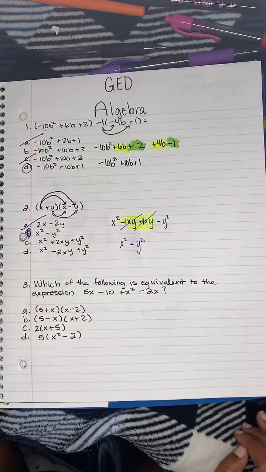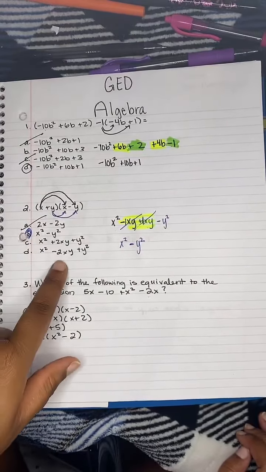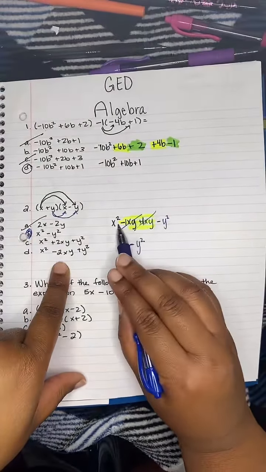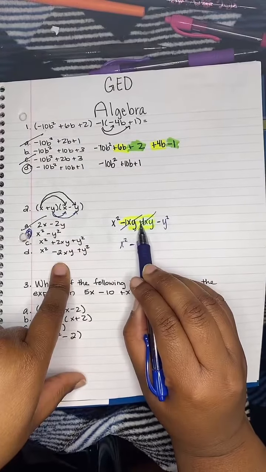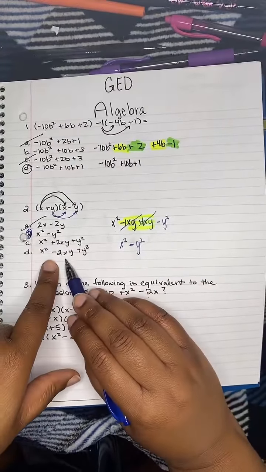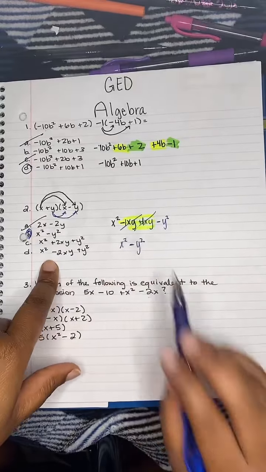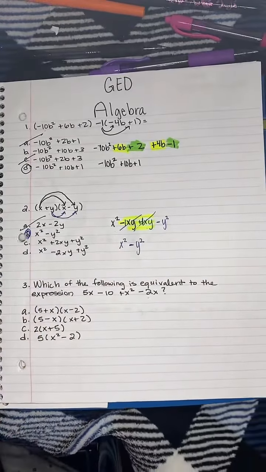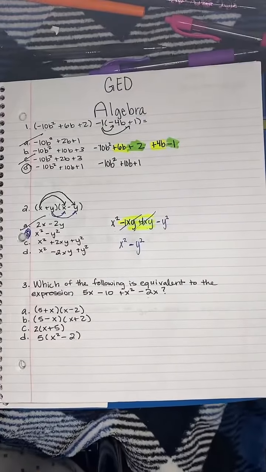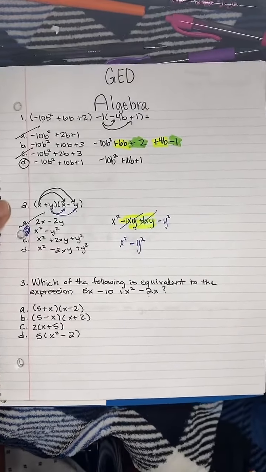perfect. It's B. Yeah, it's not D because there's not 2 negatives right here. So if this was a negative as well, then it would have been D. But since this is a positive and a negative, they cancel. Okay. Good. Okay, let's go to number 3.